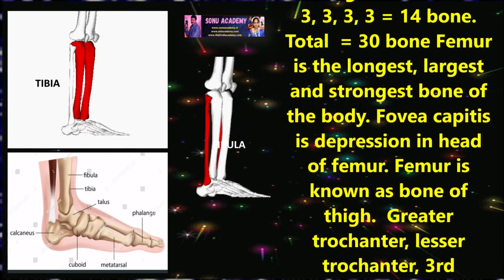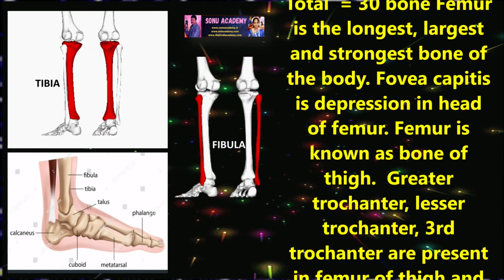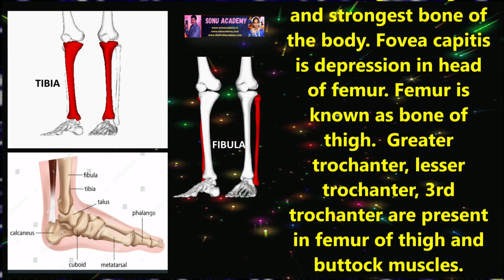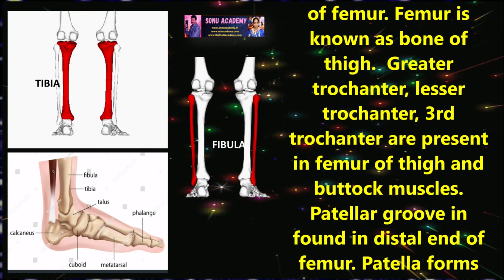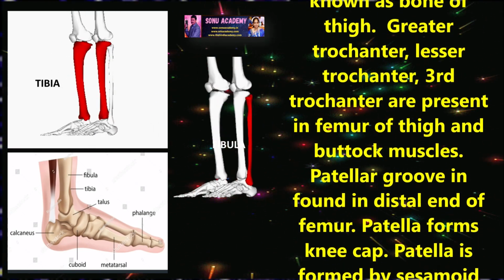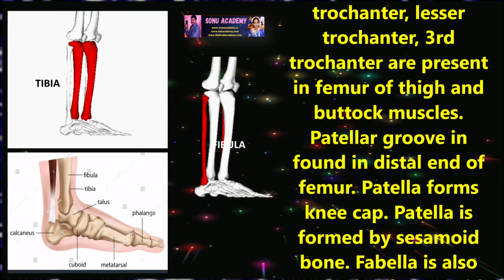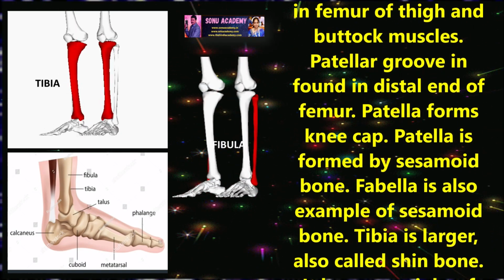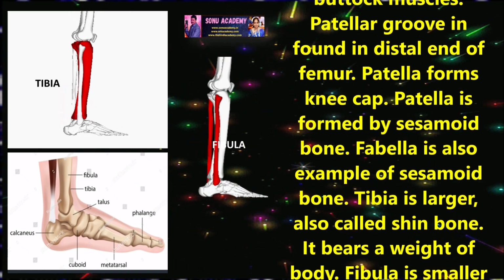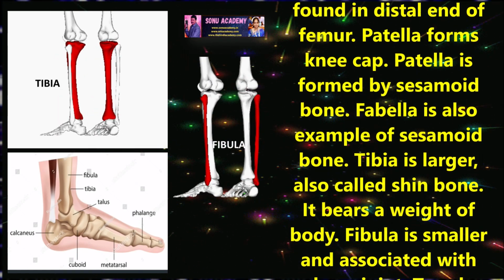Femur is the largest, longest and strongest bone of the body. Fovea capitis is a depression in the head of the femur. Femur is also known as the bone of the thigh. Greater trochanter, lesser trochanter and third trochanter are present in the femur for attachment of thigh and buttock muscles. Patellar groove is found in the distal end of the femur.